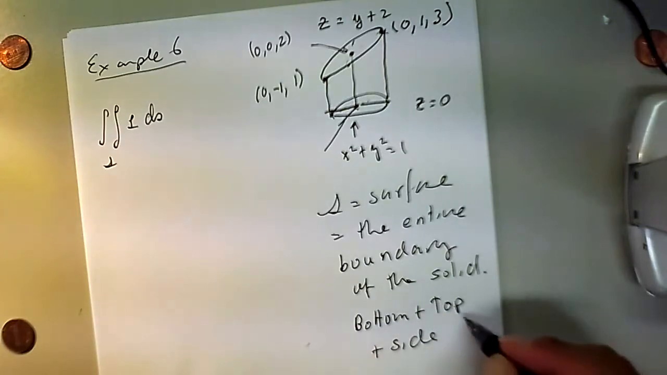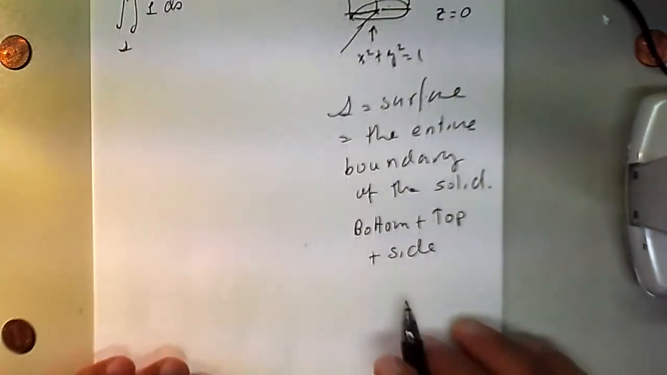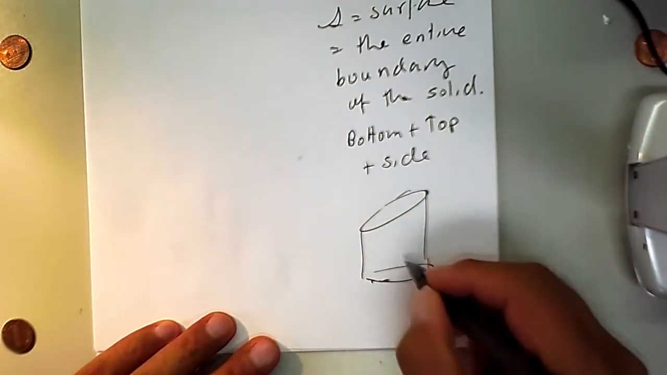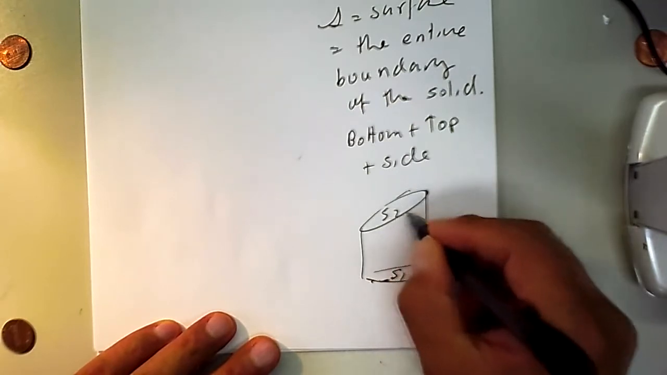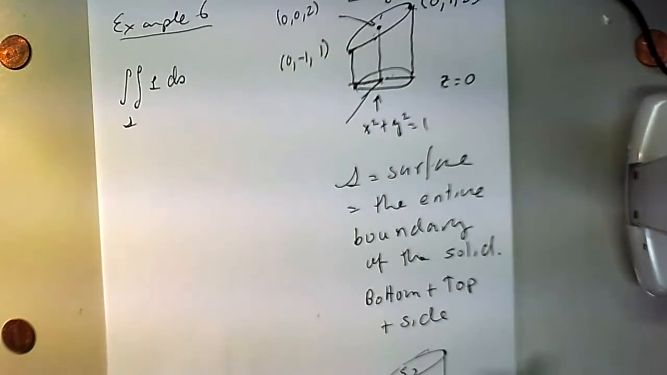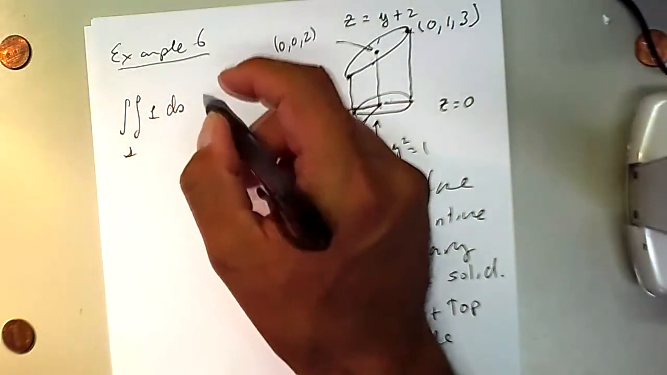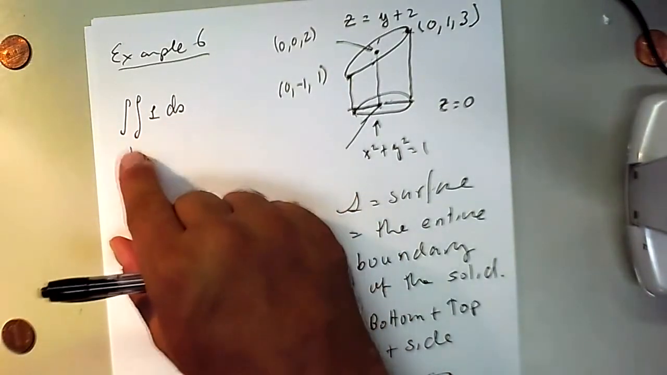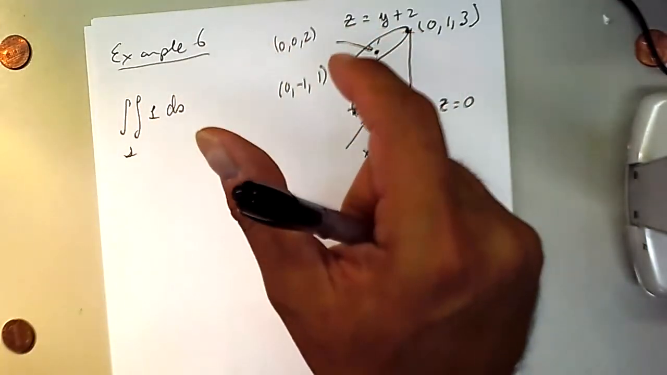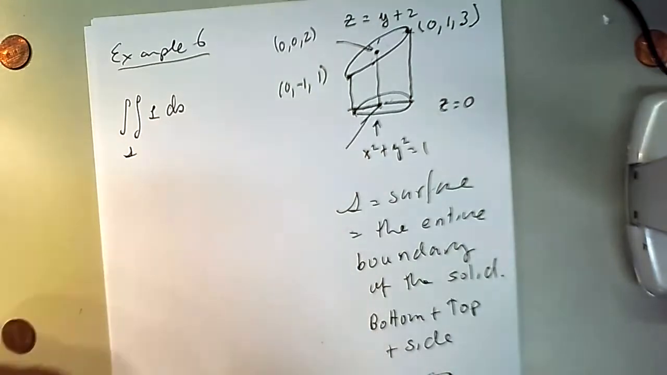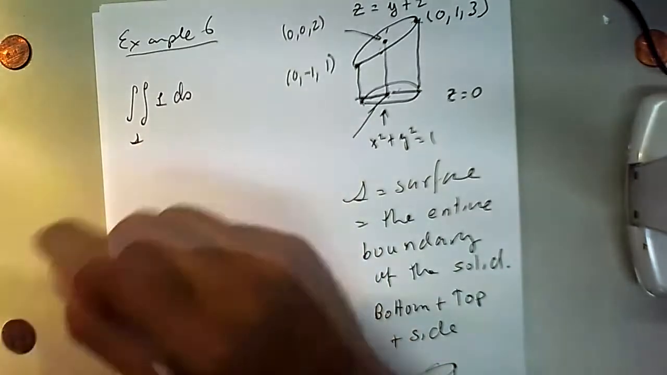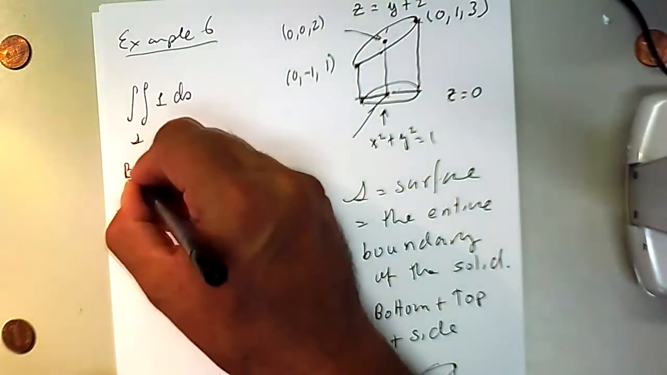Okay, the bottom is going to be represented with S. So let me draw a new picture here. So this is going to be S1, this is going to be S2, and then the side, S3, is going to be around. So there's going to be 3 sides. So this integral is going to be broken up into the integral over S1, over S2, and over S3. And as in example 5, we're going to add all of those to obtain the final integral of all of that surface. So let's talk about the bottom.